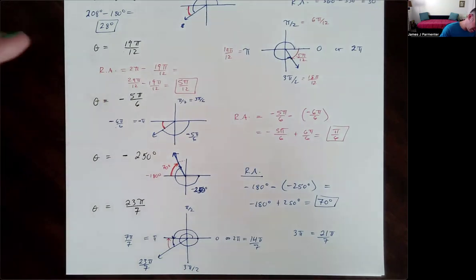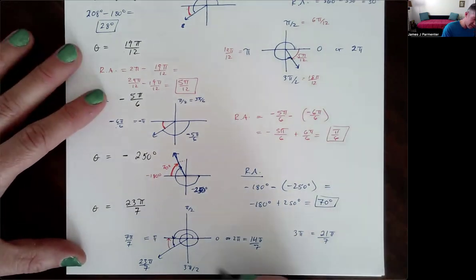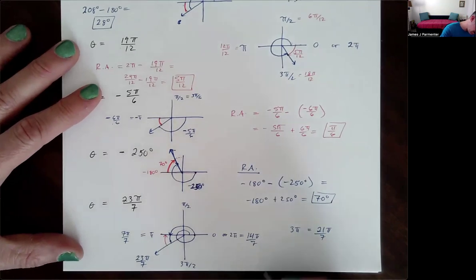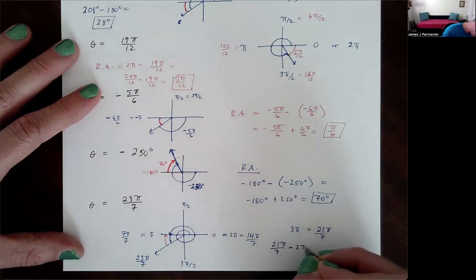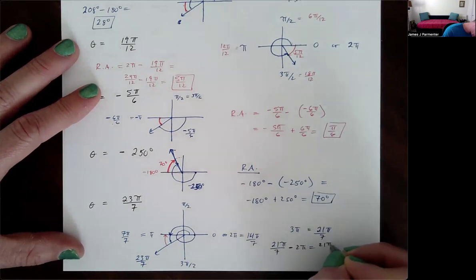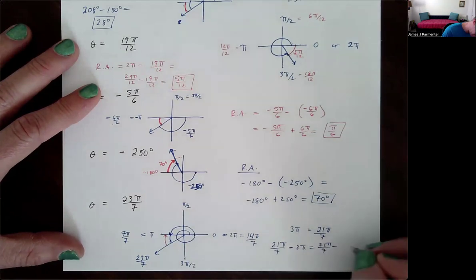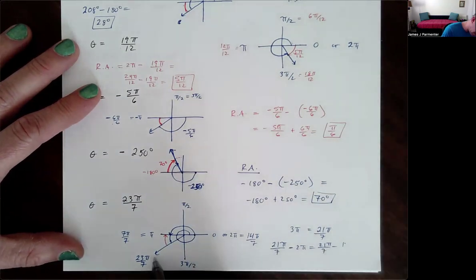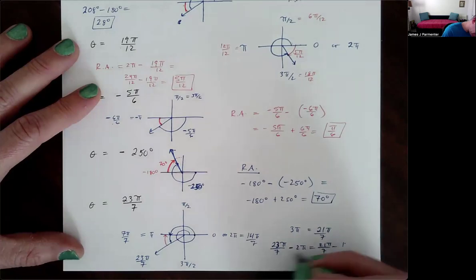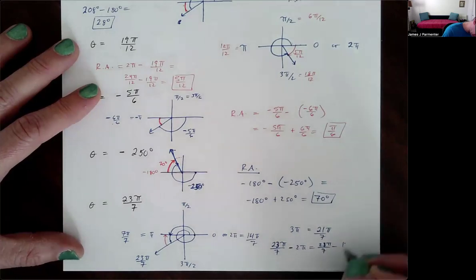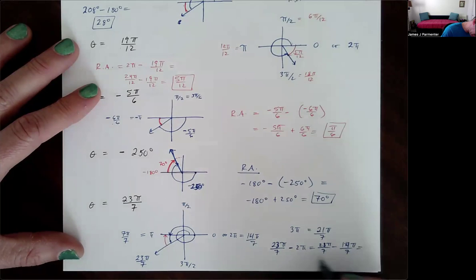So maybe the right way to do this is to first just make the angle less than a full revolution. So you could say, first I'm just going to subtract off 2 pi. So 23 pi over 7 minus 2 pi is 23 pi over 7 minus 14 pi over 7, which ends up being 9 pi over 7.